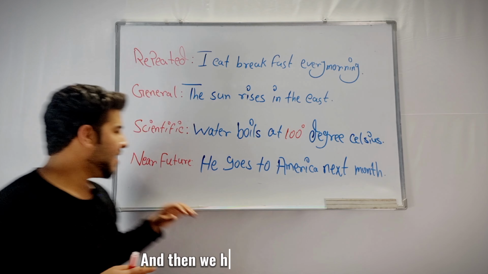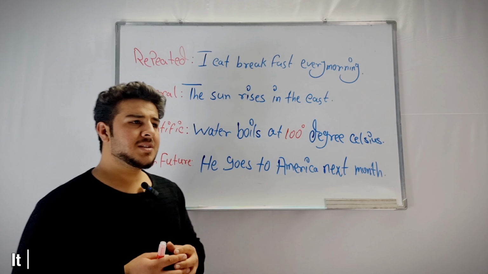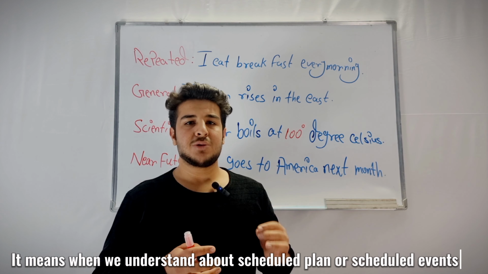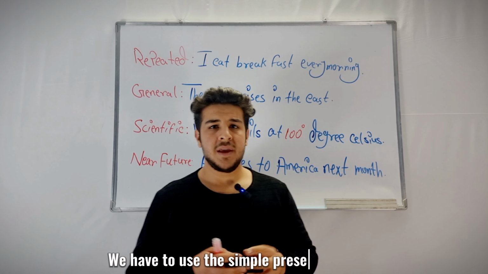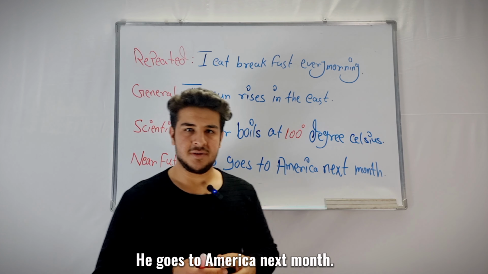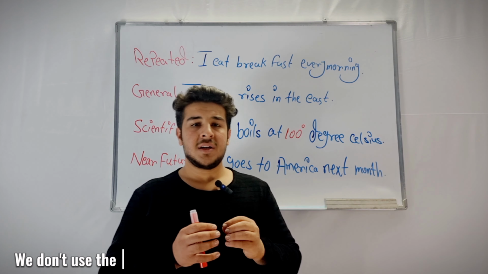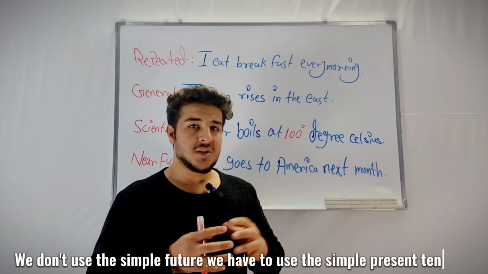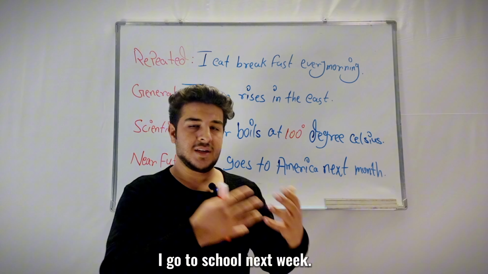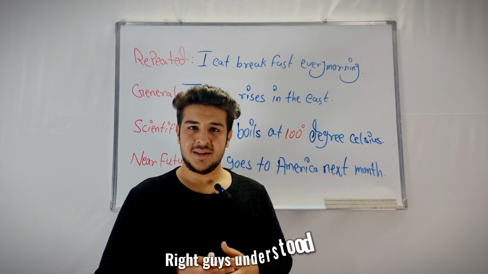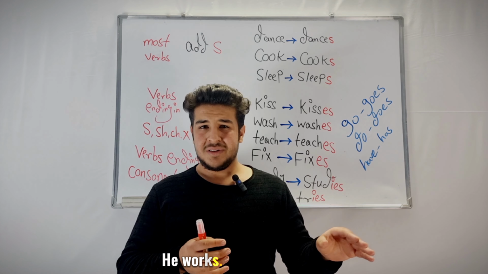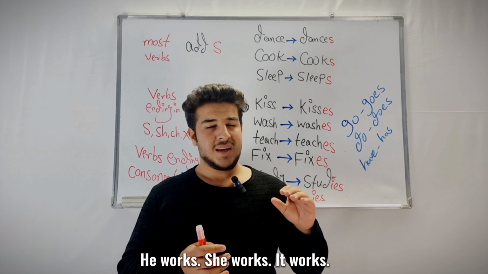And then we have near future. It means when we understand a scheduled plan or scheduled events, we have to use the simple present tense. For example, he goes to America next month. We don't use the simple future. We have to use the simple present tense. I go to school next week. Understood?